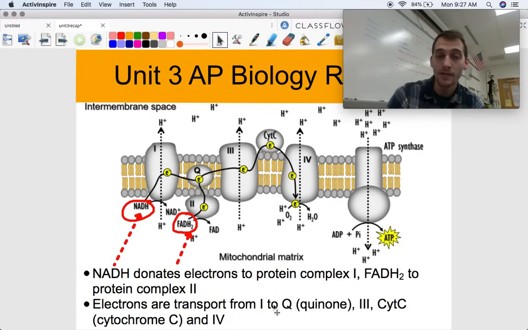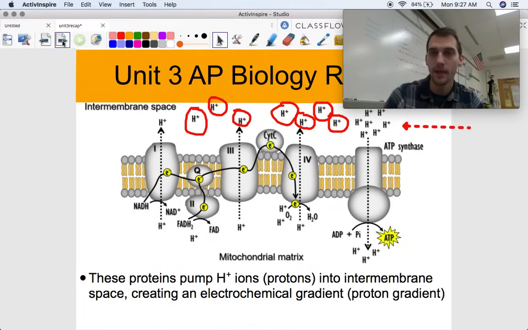Electrons are transported from 1 to Q to 3 to cytochrome C and to 4. That's the name of these proteins here. I don't think you have to memorize those for the AP exam, but you have to know how this works for sure. Yeah, so those are electron donors. Like I said before, that's what reducing agents are. And 3 and 4 and 1, 2, hey, they are producing a proton gradient. They're pumping hydrogen ions using the electrons' energy into the intermembrane space, creating an electrochemical gradient, a proton gradient. So we have a boatload of hydrogen ions in the intermembrane space.